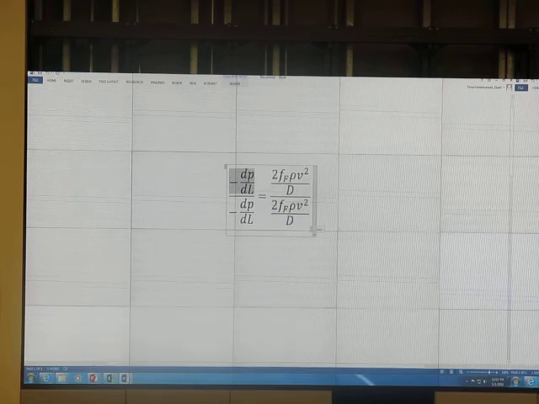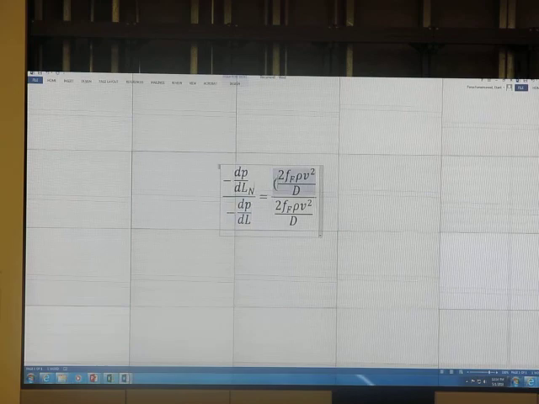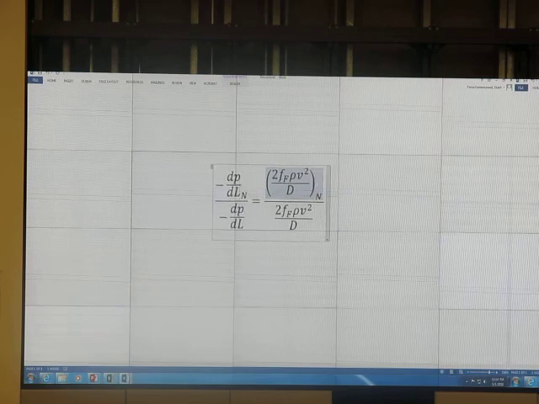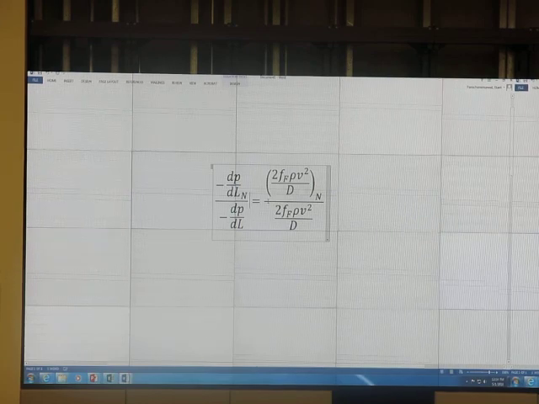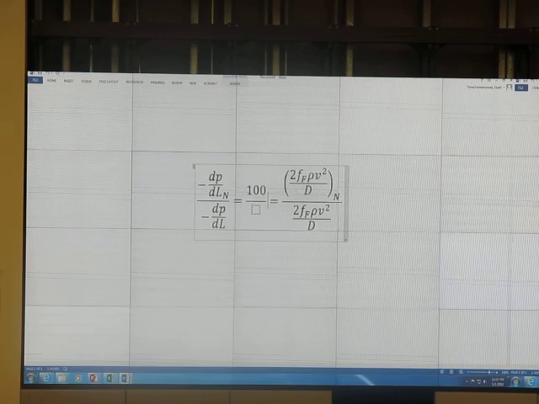So the top part is subscript N, which means no deposition. That's the top part. The bottom part is with deposition. So what happened is, with no deposition I get 100% pressure drop. With deposition, I get 110% pressure drop, right? So the ratio is 100 over 110. Make sense? So that's a ratio of pressure drop per unit length.